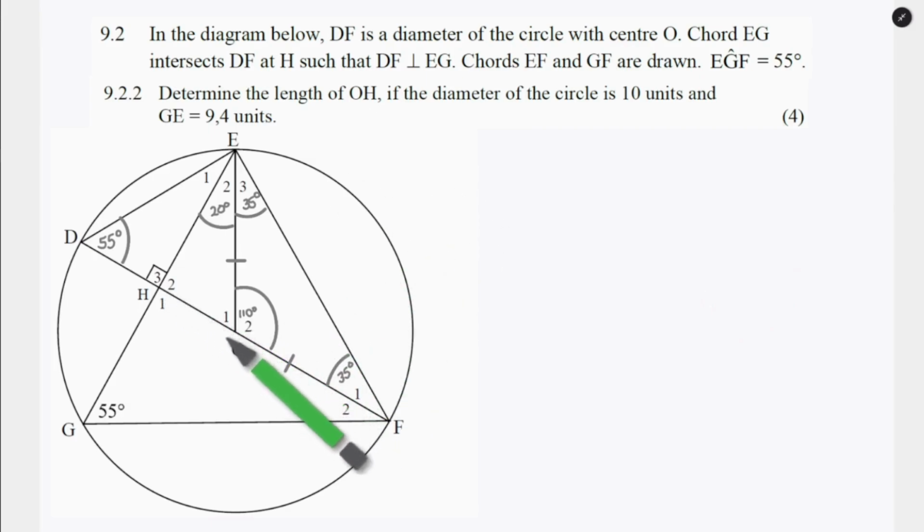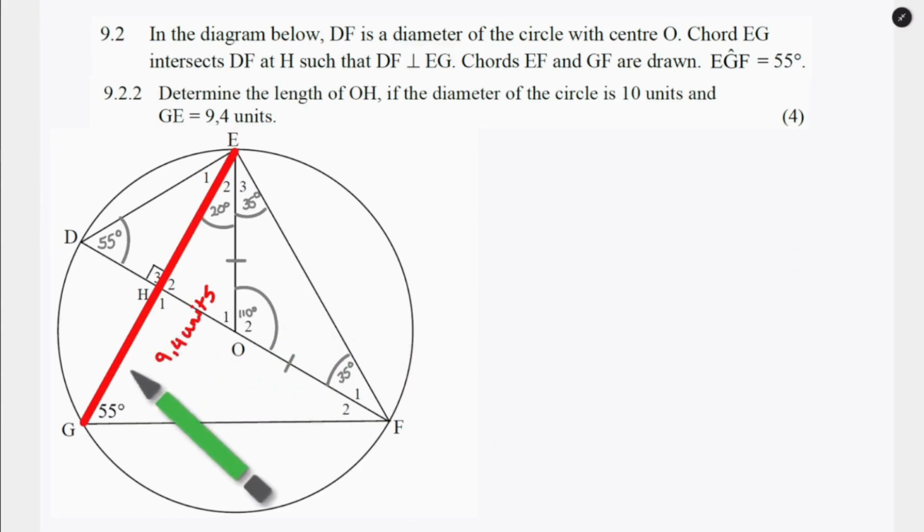OH is over here, and I'm noticing it's inside of this triangle. So if I just get the length of one other side of that triangle, I can use SOHCAHTOA because I've got this angle over here. And they've kind of hinted as to which side you must do indirectly with this piece of information. So if I transpose that on the diagram, they've given us this length to be 9.4 units.